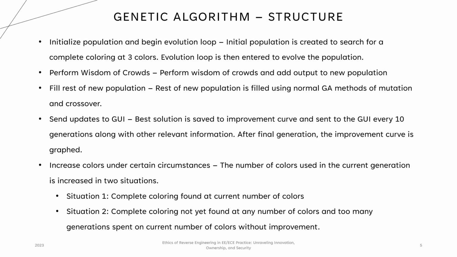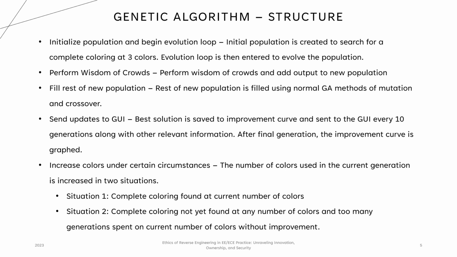And then after the population is filled up, the best solution is grabbed, and it's saved to the improvement curve along with some other relevant information, and then sent to the GUI. But the best solution is only sent to the GUI and updated every 10 generations, and we'll talk a little bit more about that later. And after the final generation, the improvement curve is graphed.